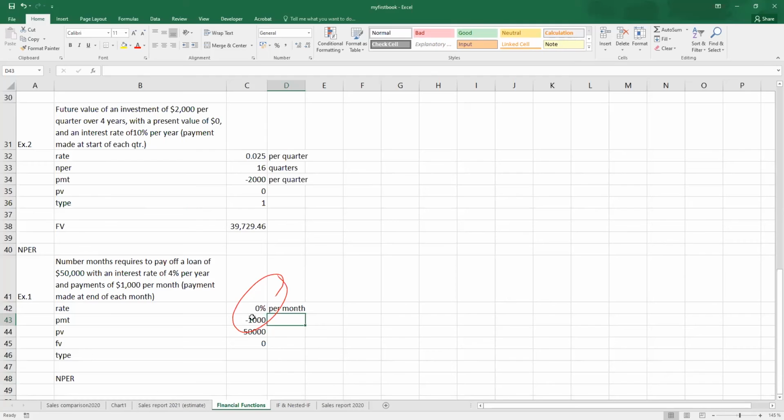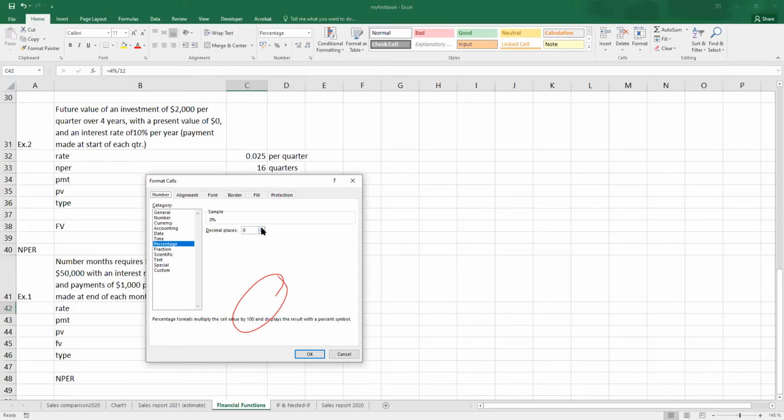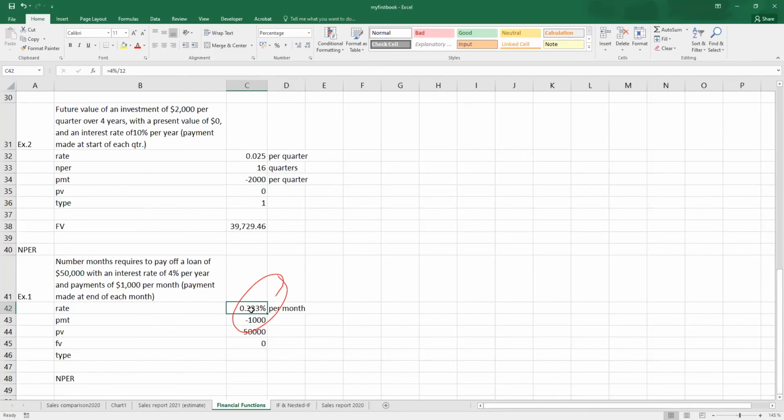So how are you going to make 0% to be displayed properly? You have to set up the display, or the format of the cell. The first and proper way: we click on that cell first, right click, choose format cells, and add or modify the number of decimal places. In this one I may just put 3 decimal points. Let's see. So this is our interest rate per month. It is not zero anymore, as I told you earlier.